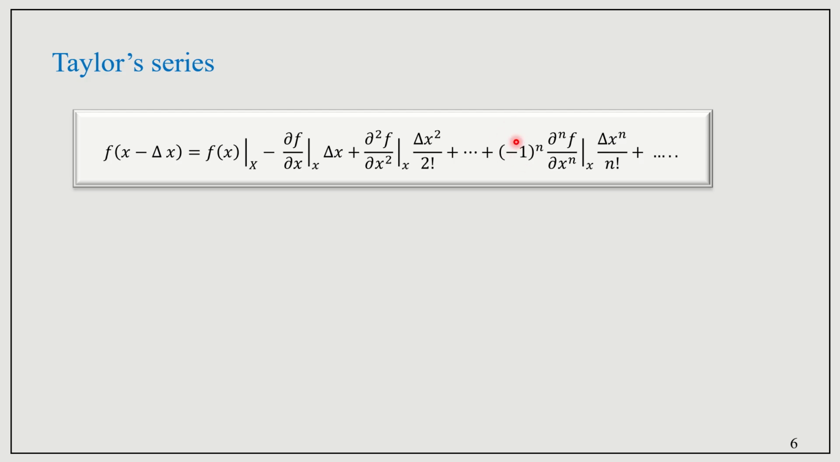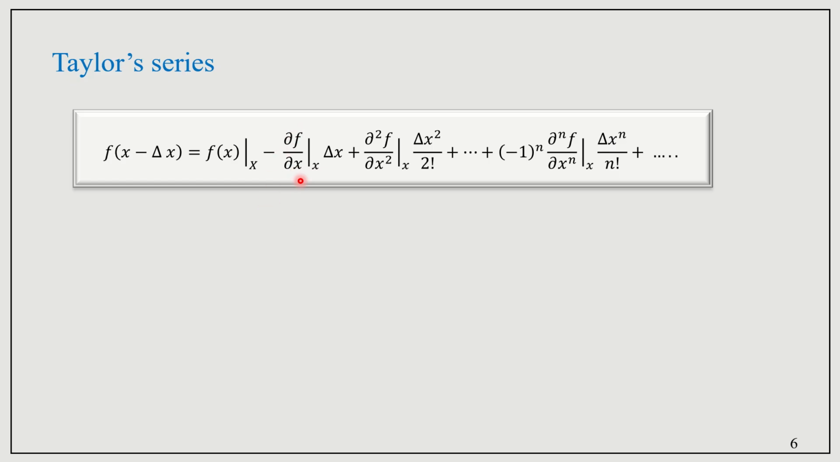Here, the general term is minus 1 to the power of n into dou n f by dou x n at x into delta x to the power of n divided by n factorial. What we need to note here is that because we are using minus, all the odd terms, wherever delta x is raised to an odd power, will have a negative sign. So from here, what can we get?